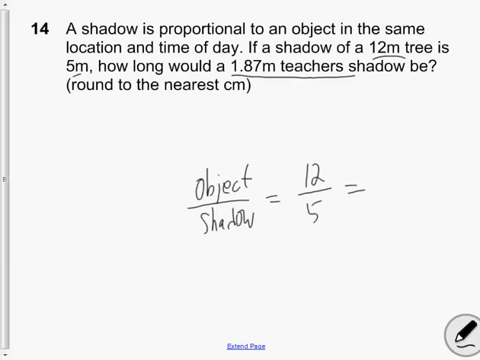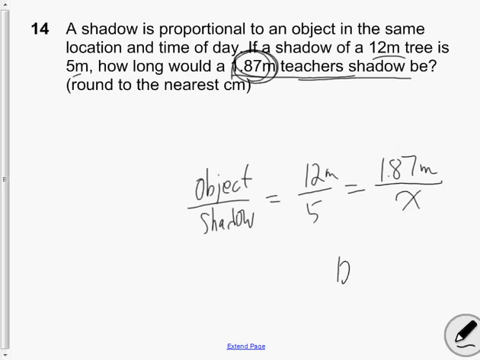And the teacher's shadow is one. How long would a 1.87-meter teacher's shadow be? So here I know how big the teacher is, which actually happens to be my height. And I don't know the length of the shadow, because that's what it's asking me. How long would the shadow be?